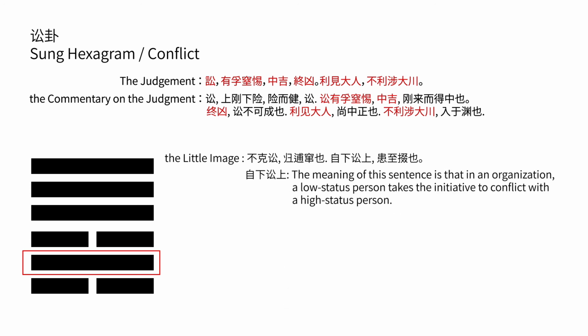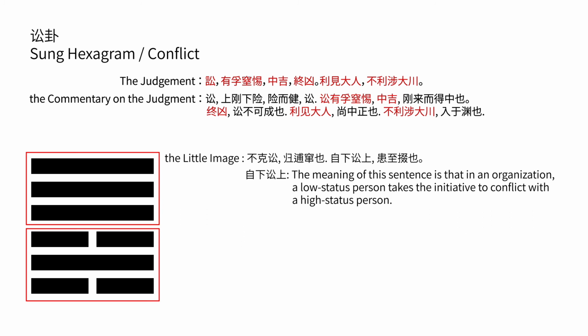自下送上. The meaning of this sentence is that in an organization, a low-status person takes the initiative to conflict with a high-status person. Where did Confucius see that this line represents that people with low status deliberately conflict with people with high status? As I said earlier, a hexagram consists of an upper trigram and a lower trigram, and they are all composed of three lines.